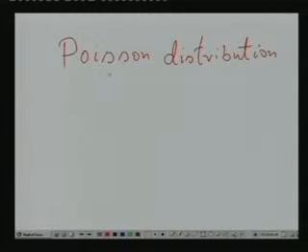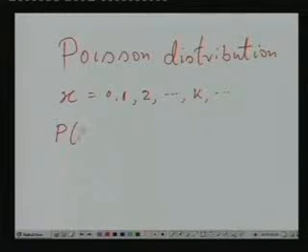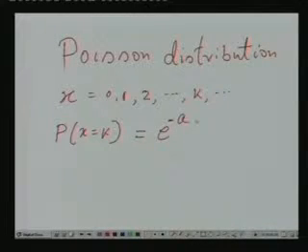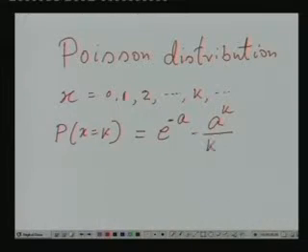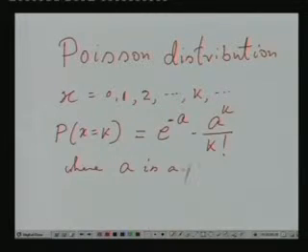Here x takes values like 0, 1, 2, dot dot dot, k, dot dot dot. Okay. The probability of x taking k will be given as e to the power minus a into a to the power k by factorial k, where a is a parameter.